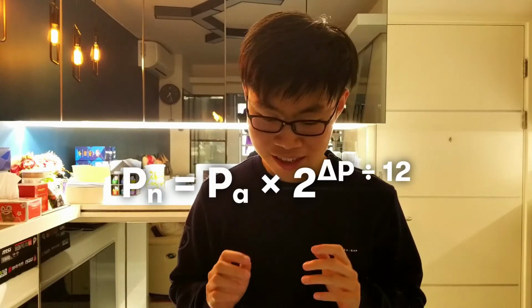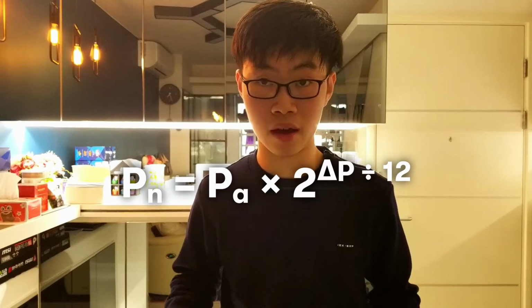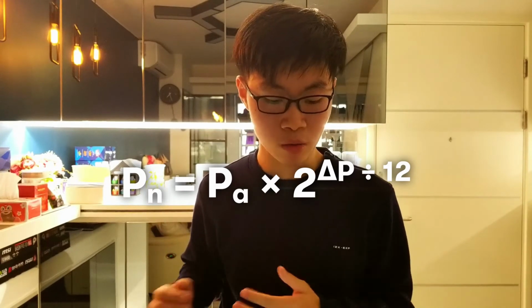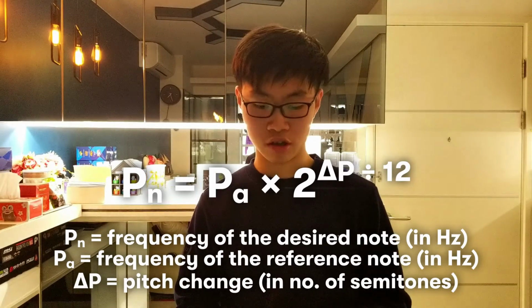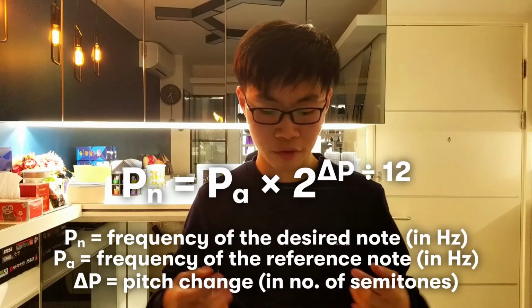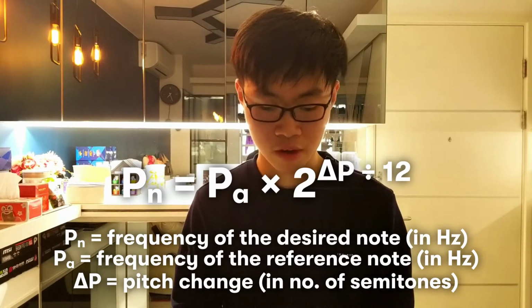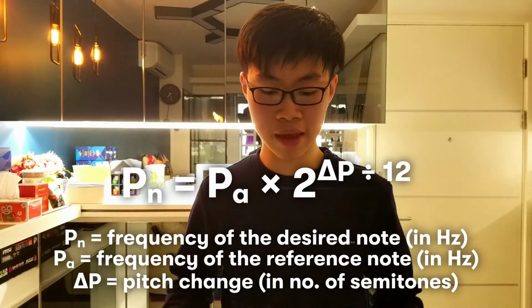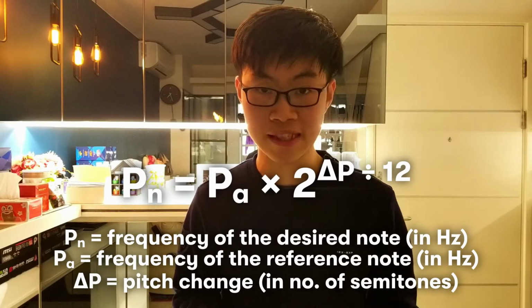Pn is equal to Pa times 2 raised to the power of delta P divided by 12, where Pn and Pa are the frequency of the note you're trying to find, and the frequency of a reference note, which is usually the A note, respectively. While delta P is the pitch change, which is usually represented in the number of semitones.